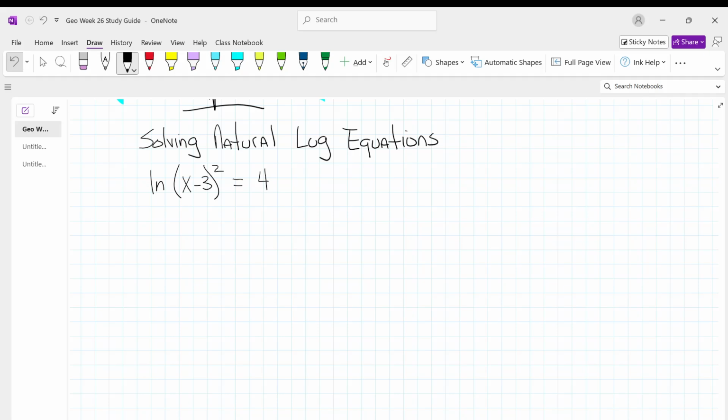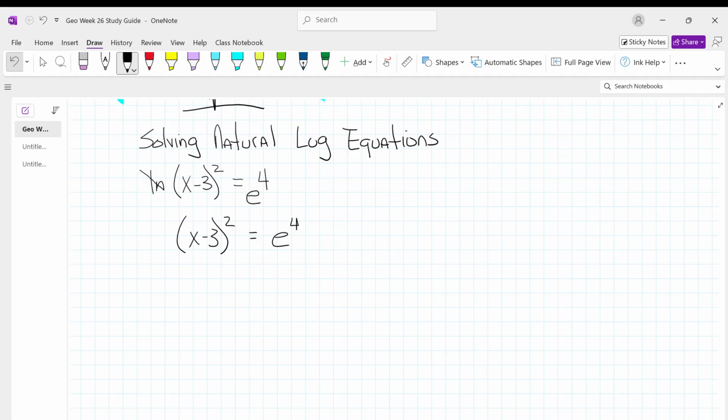All right, so here's your technique for solving these problems. When we have the natural log symbol on one side of the equation, we're going to cross it out, and we're going to add an e to the power that's on the other side of the equation. So if I rewrote this, it would look like (x minus 3) squared equals e raised to the 4th.